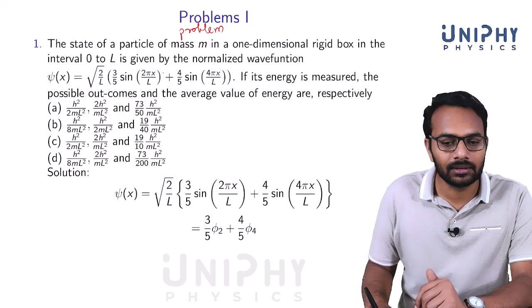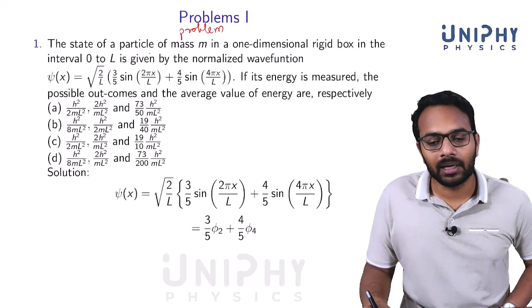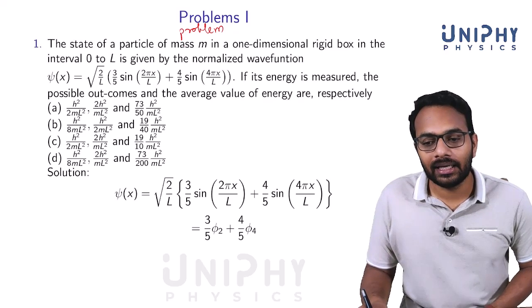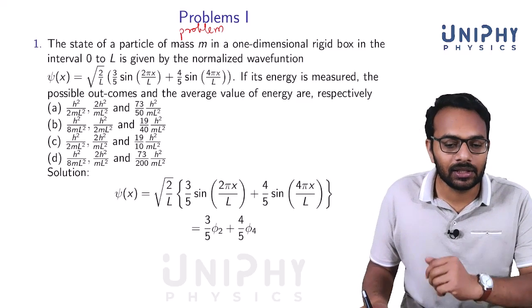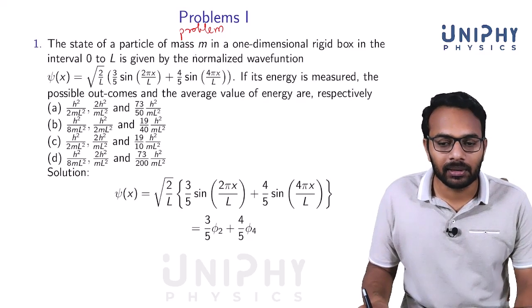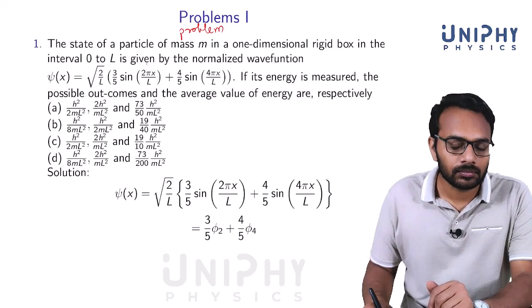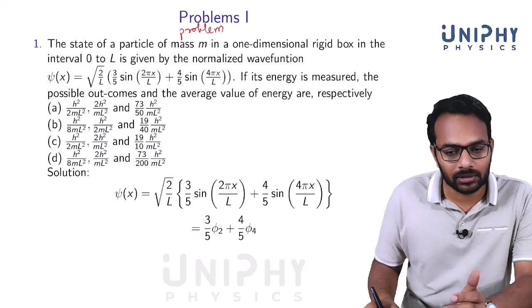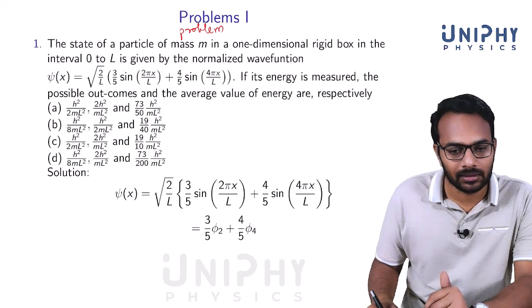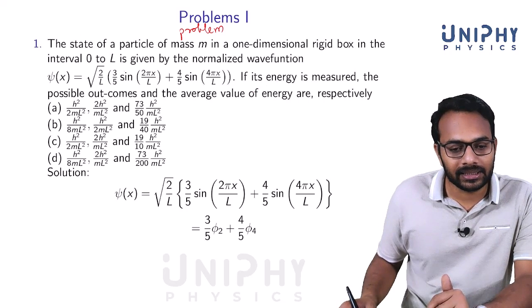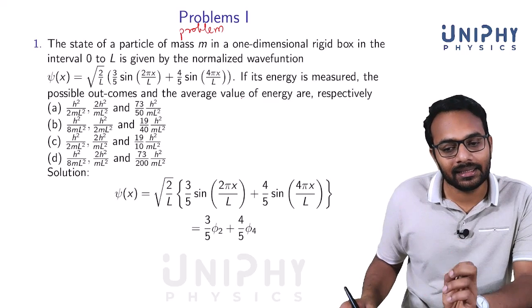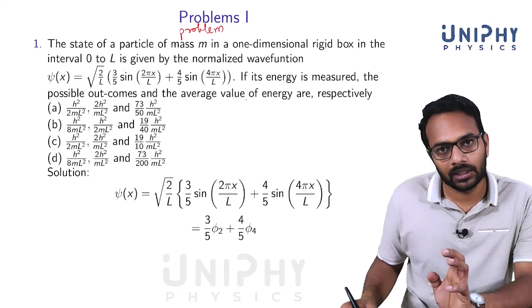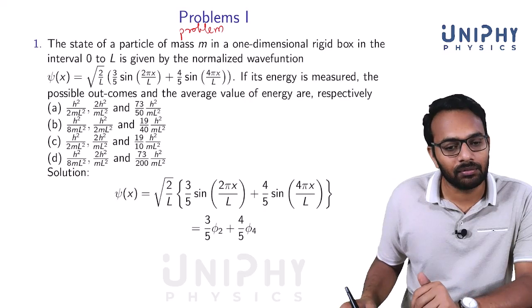So the first one: the state of a particle of mass m in a one-dimensional rigid box in the interval 0 to L is given by the normalized wave function psi of x equal to square root of 2 by L. So here the wave function is given. If its energy is measured, what are the possible outcomes and what's the average value of energy?